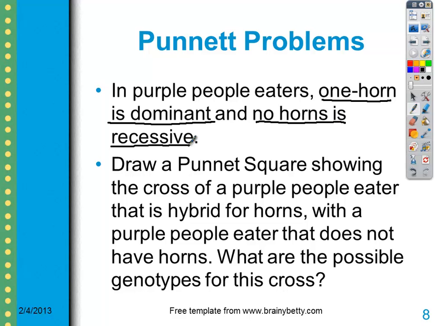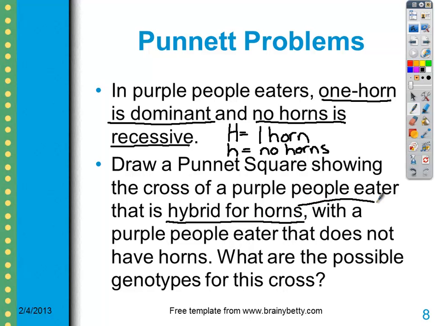So automatically, I'm thinking about assigning letters to these guys. I'm going to say the big H is for one horn, because that is dominant, to a little h, which is no horns. Now, the next thing I'm really going to look for is what my parents that I'm crossing are. My first parent right here says he is hybrid for horns. Hybrid means the same as heterozygous, which means he has two different alleles. So hybrid for horns should automatically translate in your brain to a big H, little h.